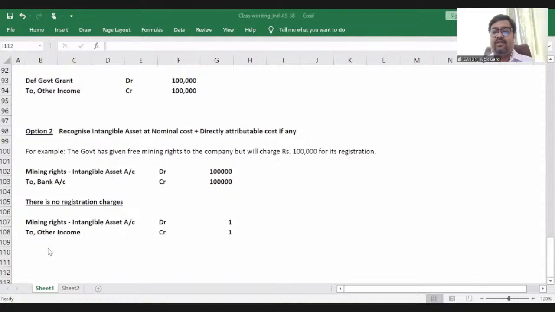Srinidhi is saying, sir, exchange of asset in intangible asset is same as PPE. Yes, Srinidhi, it is the same as property, plant and equipment. Right. So let's do the case study on exchange of assets.